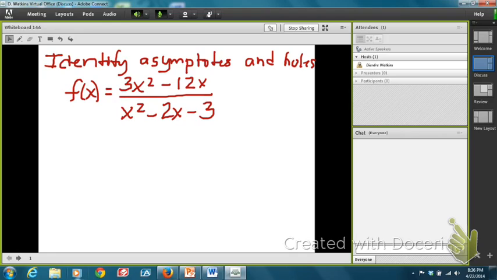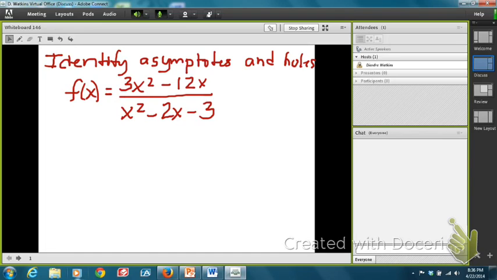The next type of problem that I saw that people were having trouble with was identifying the asymptotes and the holes. So what you have to identify would be the horizontal asymptote, the vertical asymptote, as well as any holes. The first thing you want to do is to factor the numerator and the denominator as much as possible.